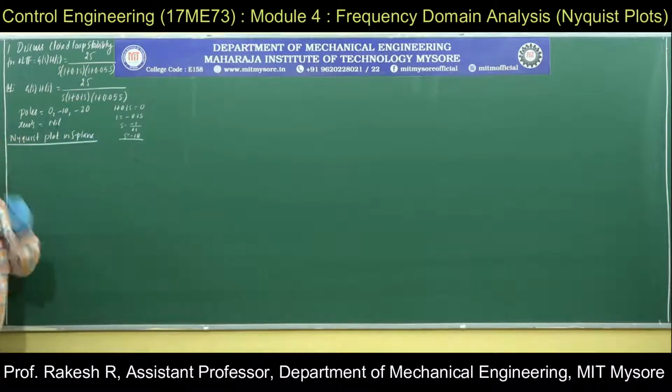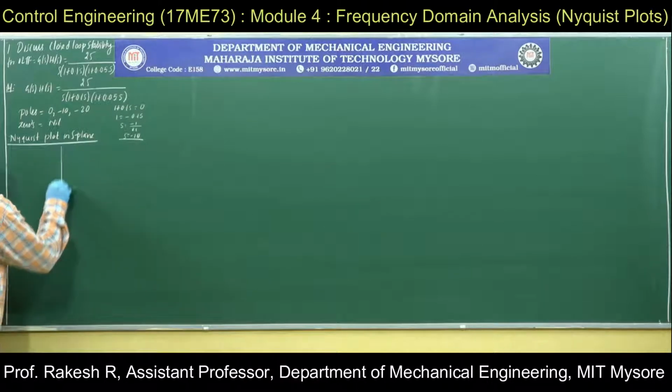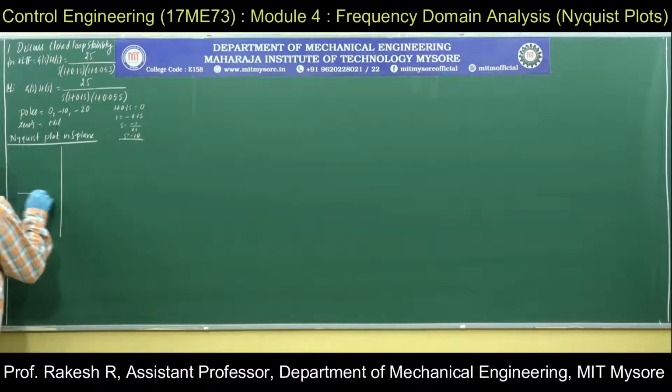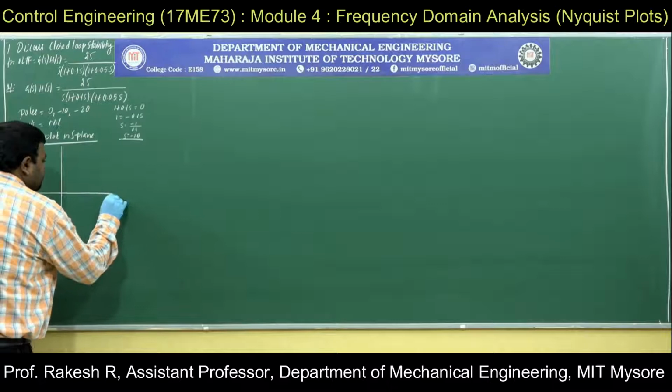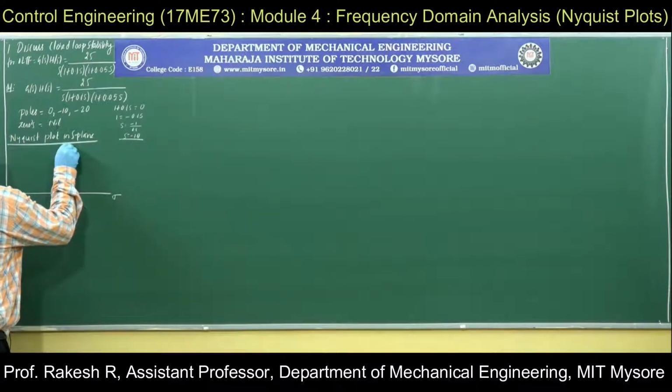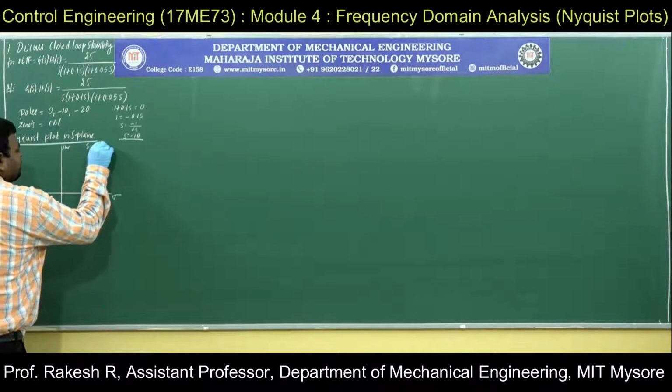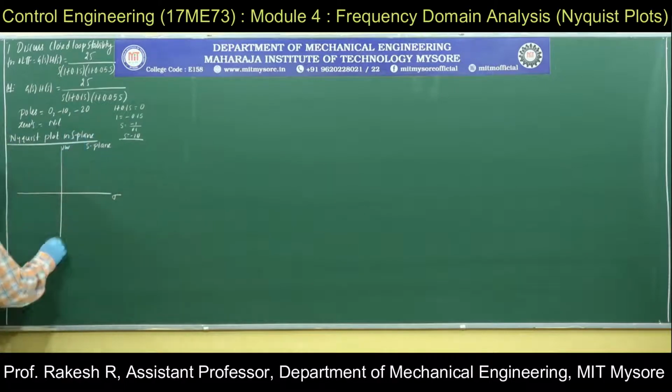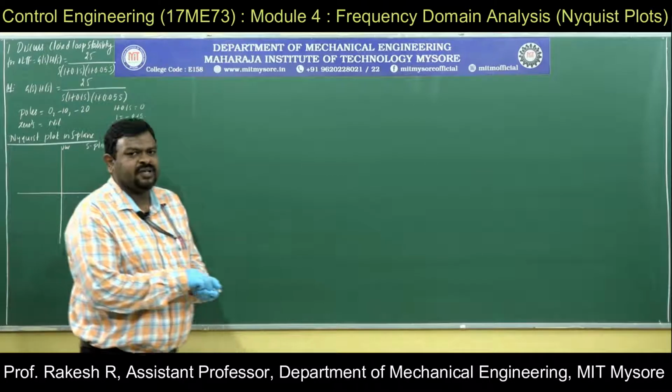So I will be writing the Nyquist plot in the S-plane. How to write that? First, the procedure: this is sigma, this is j omega, and this is the S-plane. You have seen the different types of contours of Nyquist.